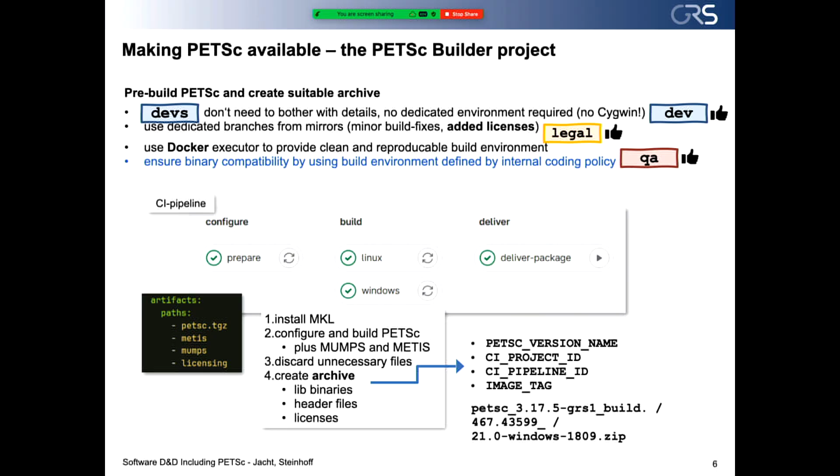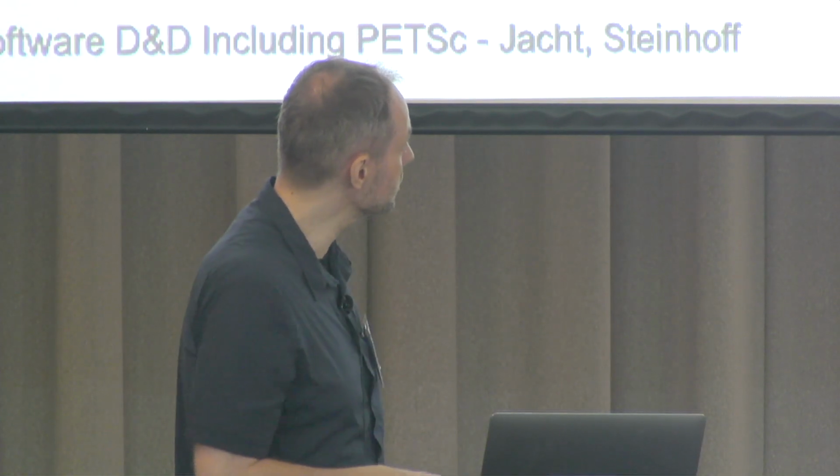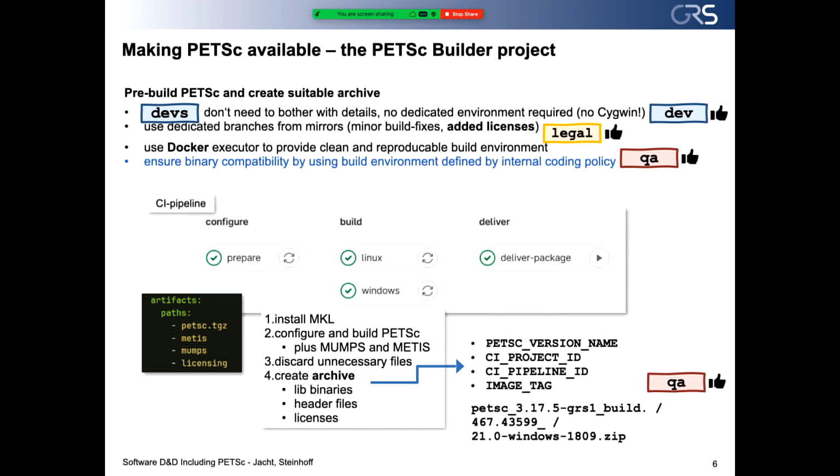So what's pretty nice, we create the archive, and using information which is given by PETSc and by GitLab, this PETSc version name, this is something we derive from the Git repository of PETSc using git describe. And the CI project ID and pipeline ID and image tags, this is information which is given for free by GitLab. So we can use it and name our archive accordingly. And it's very neat for QA, because then you can always see, okay, the 467 here is the project ID, and the 43599 is the pipeline ID. So it's always easy to backtrack where things come from. That's very important.